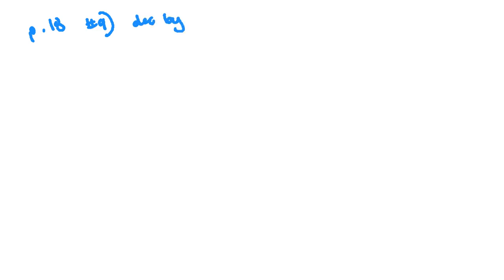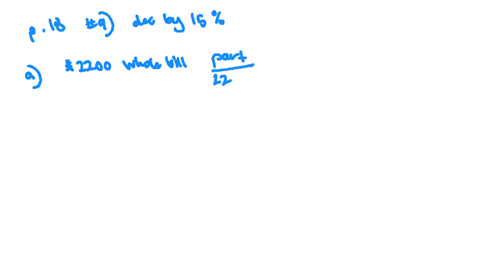Okay, part A, so let's do A first. If their electric bill is currently $2,200 a month, what will their bill be if they're successful? Right now, this is their whole bill. We want to know what the part is if their whole is $2,200 and their goal is to decrease it by 15%. So part over whole equals percent over 100.